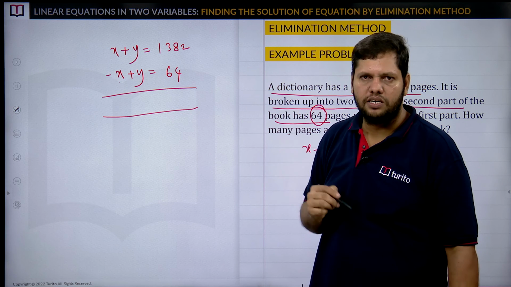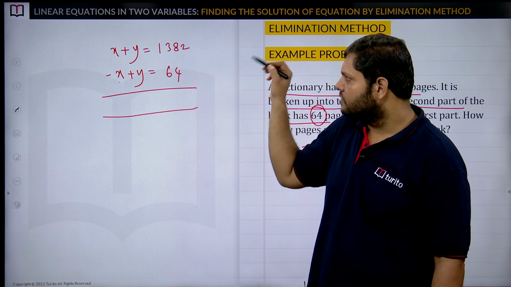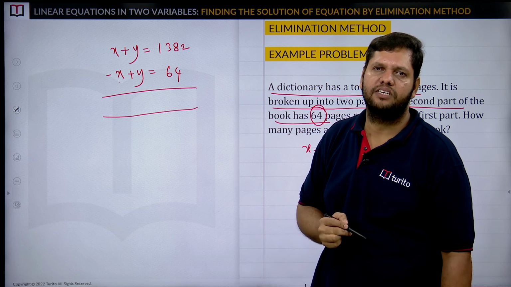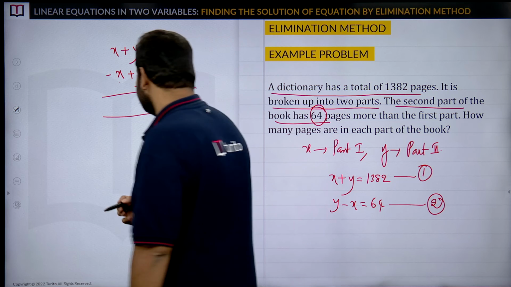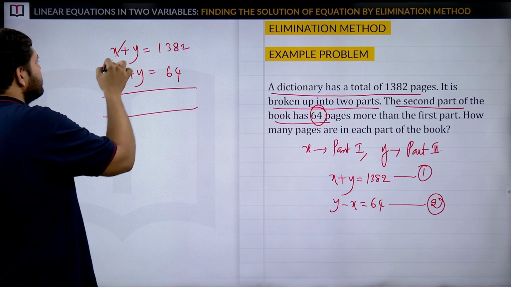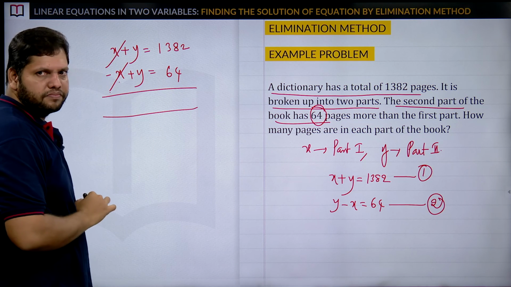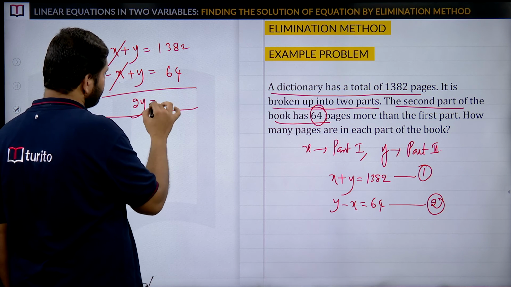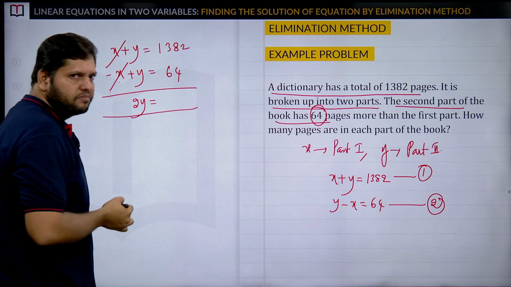Once you do addition, children, so what happened? In the first equation x and the second equation x both get cancelled, isn't it? So children, I am doing the addition here. Plus x value and minus x value get cancelled, and y plus y. So what is the value, children? It is 2y.